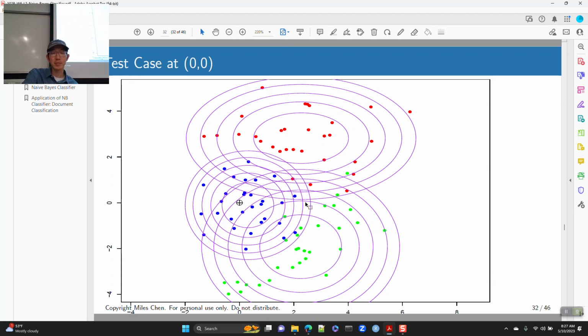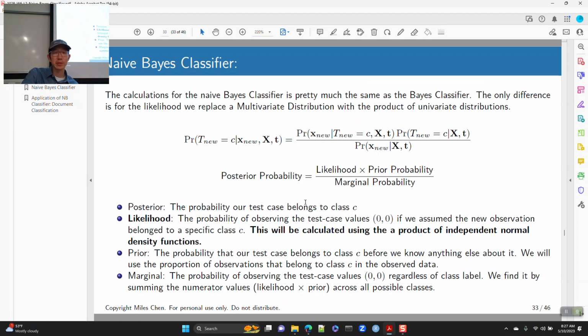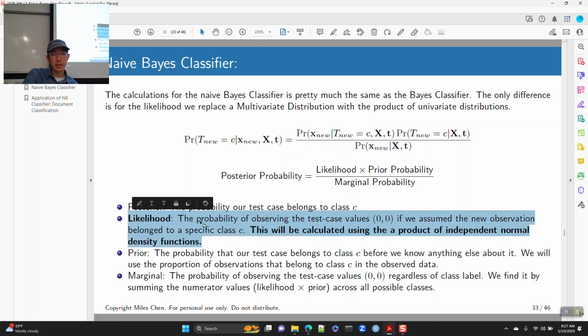All right, and so we go through. Again, we're going to calculate the likelihood. We're going to calculate the prior. We're going to get the marginal by doing the likelihood times the prior for all of them and summing them up. The only thing here is that the likelihood, we're going to calculate as the product of two univariate normal density functions.